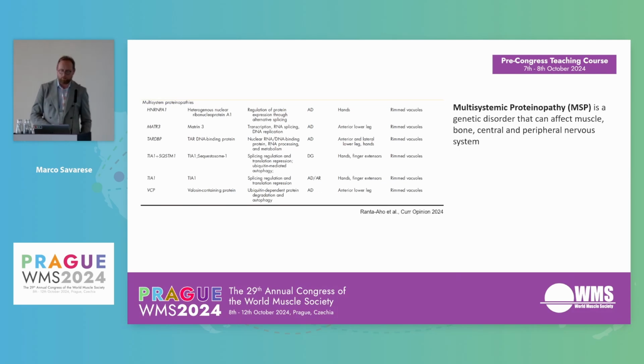Now, by multisystemic proteinopathy, we mean a class of genetic disorders that affect not only muscle, but eventually bone, and the central and peripheral nervous system. And usually mutations in the genes associated with multisystemic proteinopathies lead to a myopathy and/or Paget bone disease, FTD, frontotemporal dementia, or ALS. And no one exactly knows what causes this pleiotropic effect for mutations in these genes.